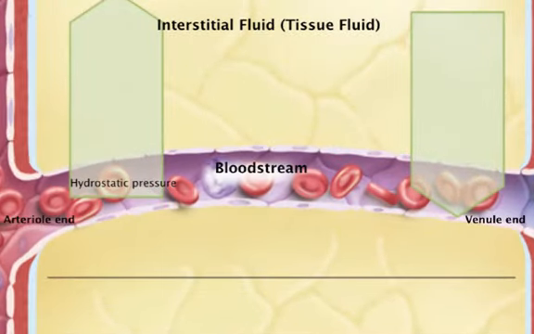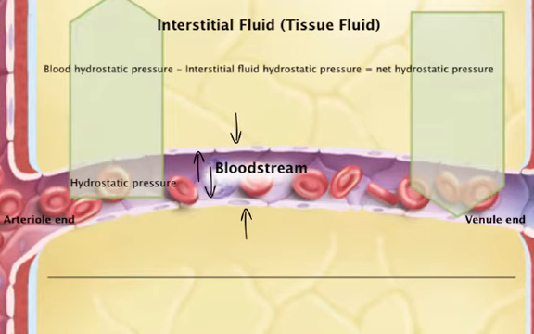Hydrostatic pressure is exerted by blood plasma on the inside of the capillary wall as well as by the interstitial fluid on the outside of the capillary wall. The difference between these two is the net hydrostatic pressure. Whichever is greater will determine the direction the fluid actually moves. Now, the accepted measure for interstitial fluid hydrostatic pressure is actually a negative pressure, which means a force that sucks fluid out of the capillary.